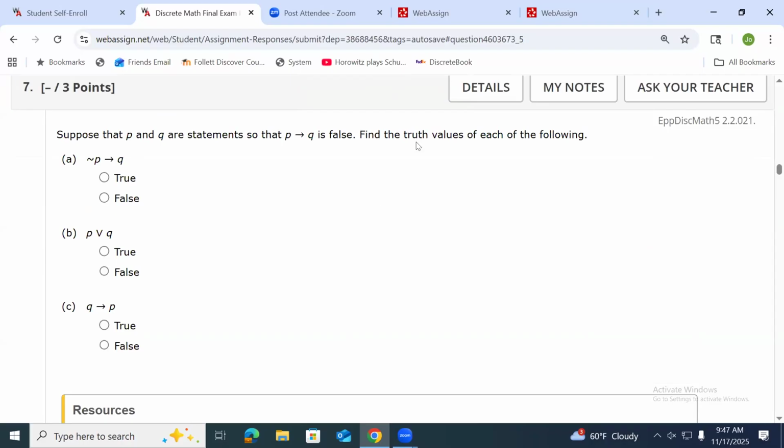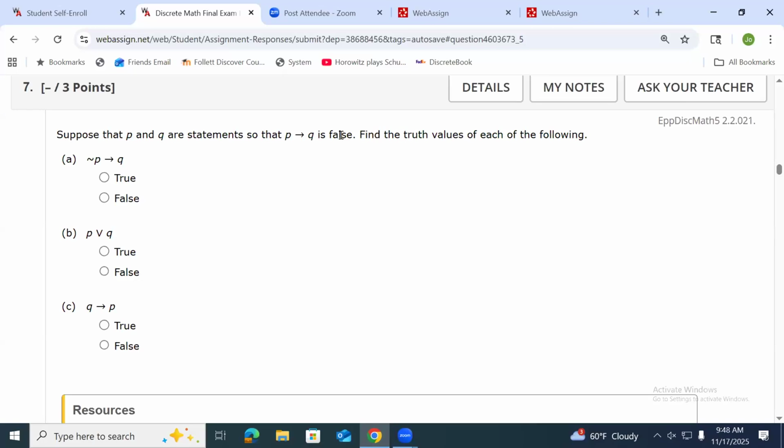So suppose that P and Q are statements. So P implies Q is false, right? Now we remember that there's only one case when P implies Q is false. Who remembers when that case is? If you have paper, write this down. If it says that P implies Q is false, that can only happen when P is true and Q is false. Right. So we know for sure that P is true, Q is false.